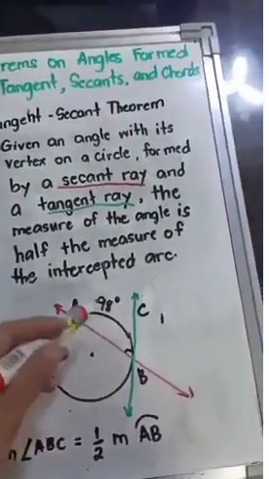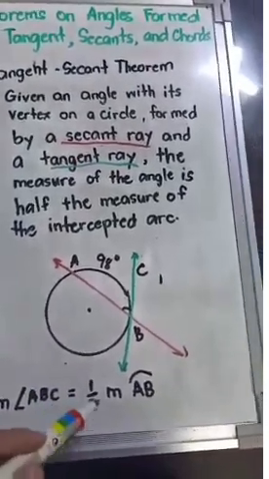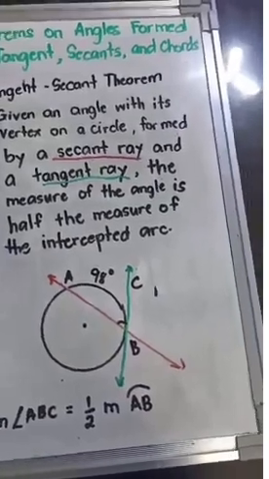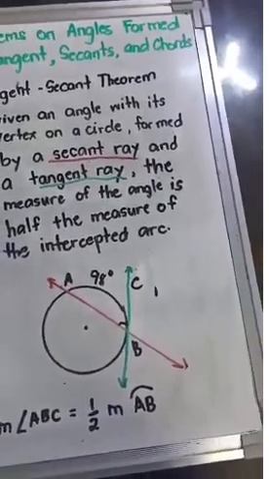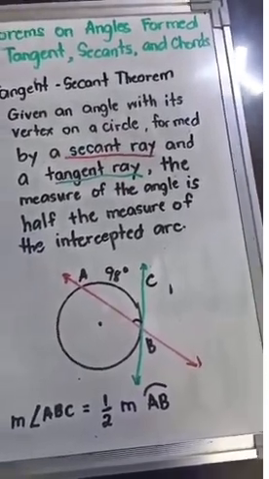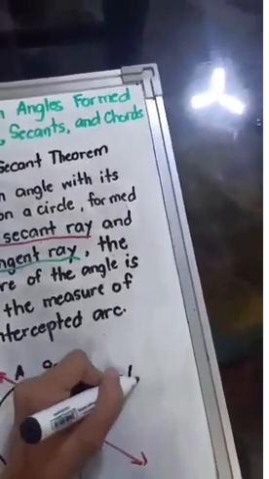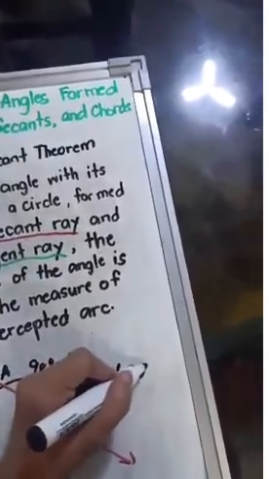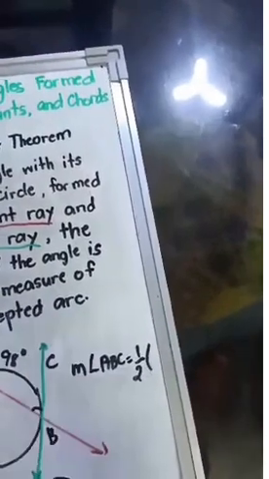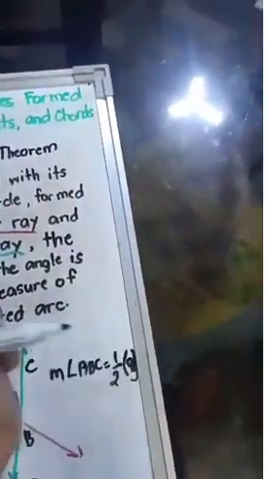So, what is angle ABC? The measure of angle ABC is half the measure of arc AB. So, if the measure of arc AB is 98 degrees, then let's find the measure of angle ABC. The measure of angle ABC is half the measure of arc AB. So, the measure of arc AB is 98.